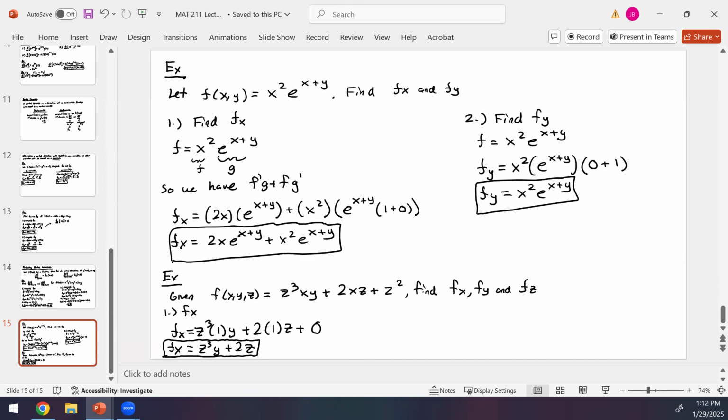We repeat the same procedure, but now for y. So I go through each one. Does it have a y? Well, the first one does have a y. It has a y at the very end, so z cubed x times 1, because y becomes 1. The next one doesn't have a y, so 0. And the last one doesn't have a y, so 0. So it's just z cubed x. That's my answer. And sometimes some will be a lot more simplified than others, and then sometimes some will be much more involved. Like the last one will be the most involved, so now we do fz.